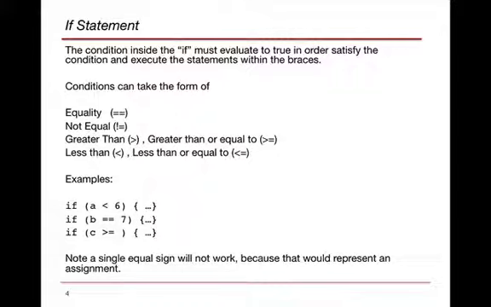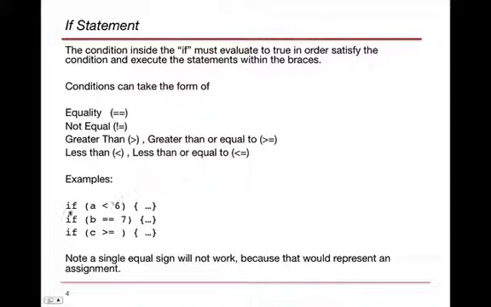B equals 7 would evaluate as an assignment. The not equals is what we call bang equals, or the exclamation point equals. Greater than is the greater than sign, then greater than or equal to, less than, and the less than or equal to sign. And these form your basic conditions.